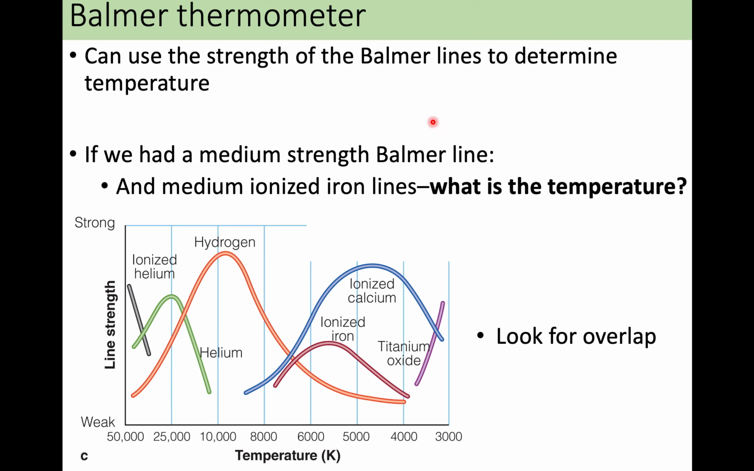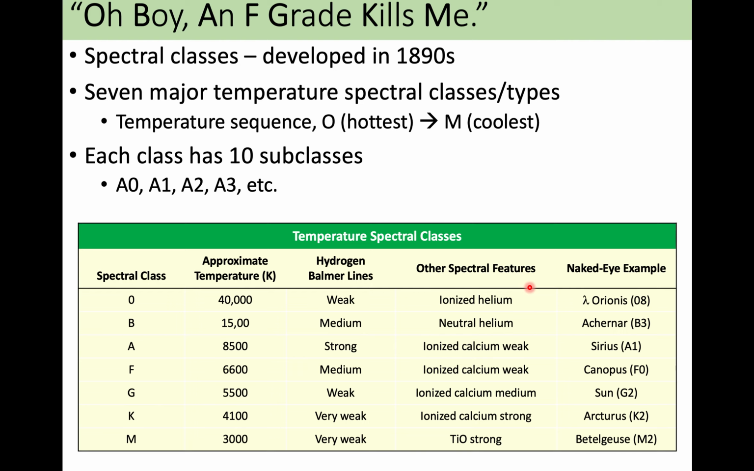If we still have a medium strength Balmer line, meaning medium strength hydrogen, and about medium strength iron lines, what would our temperature be? It would be something much cooler. We would see something around 7,000 Kelvin. So we look for the overlap. We use more than just the Balmer lines to get even more precise and determine the exact temperature of any star.